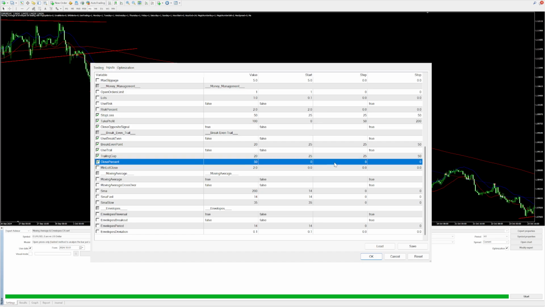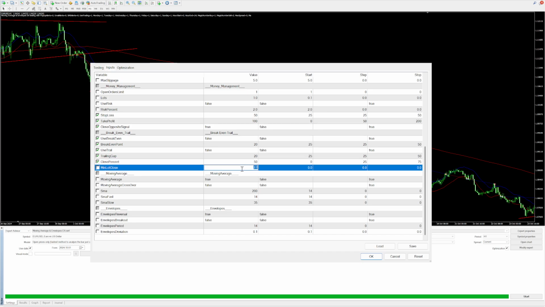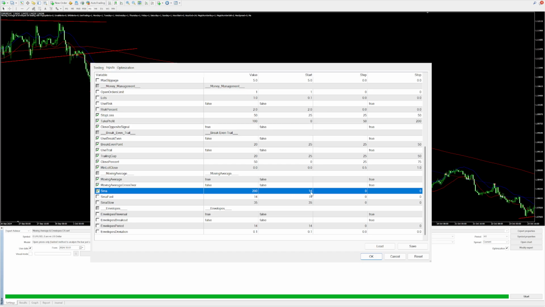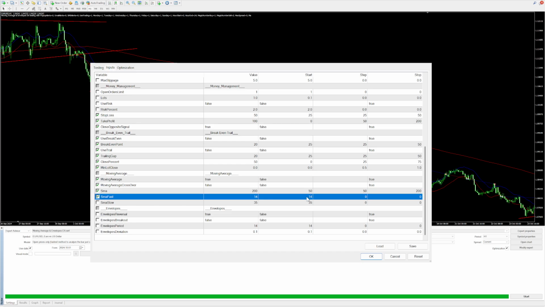Close percent, we'll either close nothing, or 25% up to 75%, and the minimum lot to close, we'll leave that on how many lots. So we're trading one lot. Let's do minimum lot to close either 0, 0.5, or 1, which won't close anything because we're trading one lot. Okay, and we can test a combination of settings. So moving average true or false, moving average crossover true or false. Simple moving average, we'll optimize 50 up to 200, so that'll be 50, 100, 150, 200. SMA fast, let's go, which goes 7, 14, 21, 28.